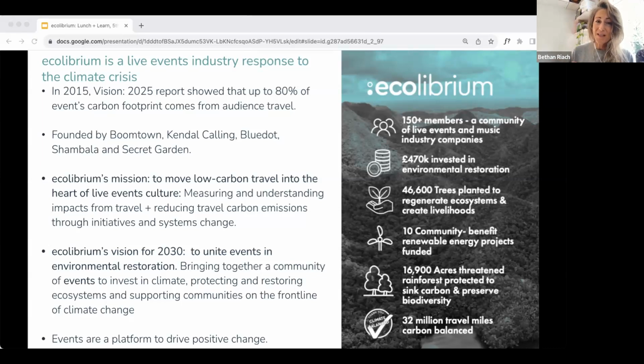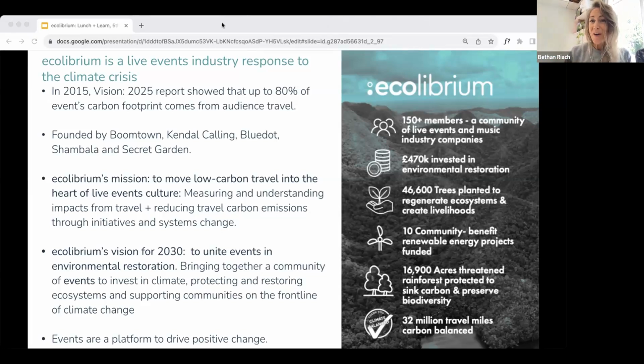And then our vision for 2030 is to unite events in environmental restoration. So that's bringing together our whole community of events to invest in our climate. So protecting and restoring ecosystems and supporting communities on the front line of climate change. And really just to recognise that events have this incredible platform by which we can inspire positive change in the microcosm of your event, in terms of creating those global changes we need to see in society. So we just have this opportunity to show what's possible to people.